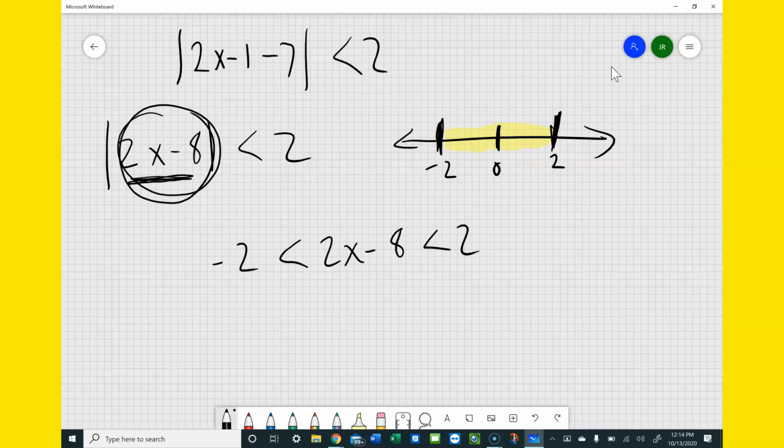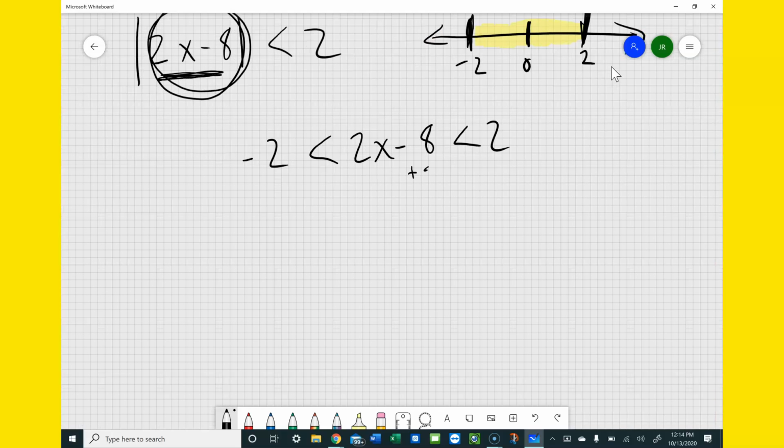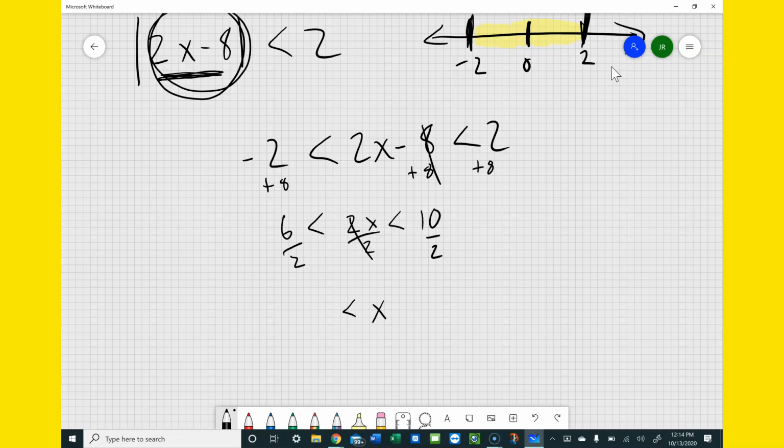And then solve for x. So add 8 to both sides. Or when I say both sides, I should say all 3 sections. And we get 6 is less than 2x is less than 10. Now divide all the sections by 2. And we get x is greater than 3 and less than 5. And we have just answered the question.